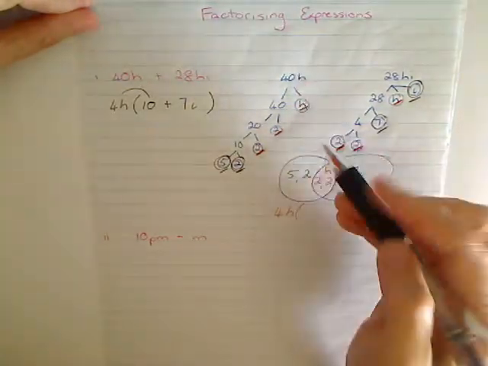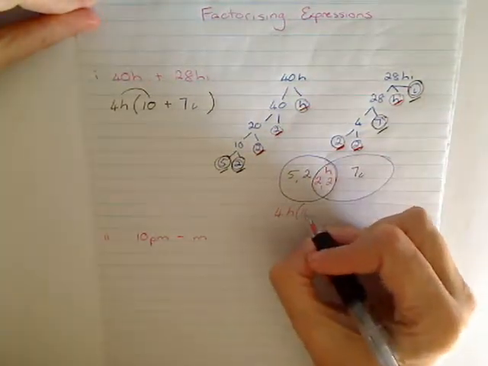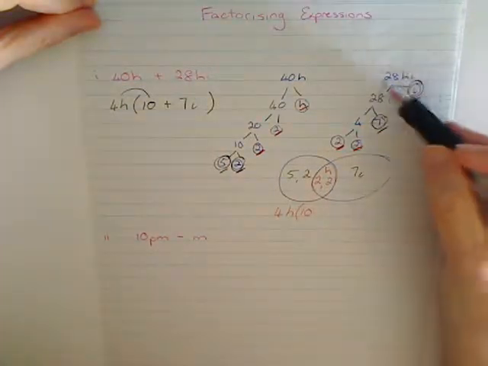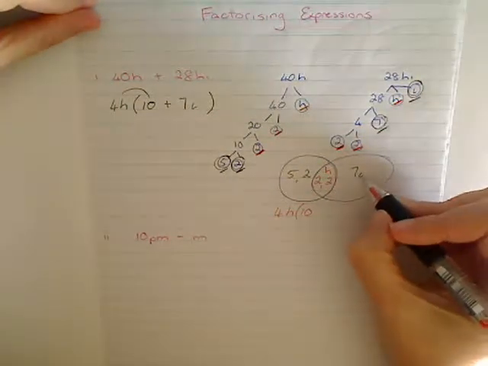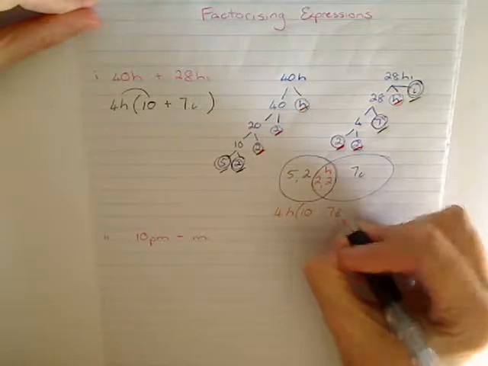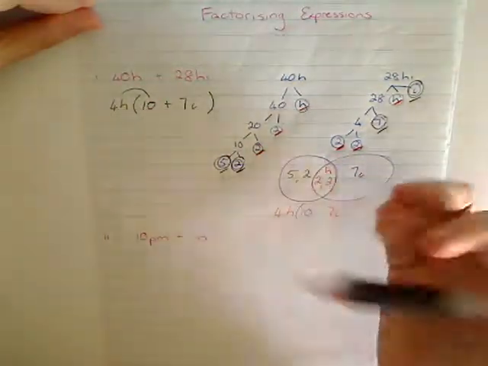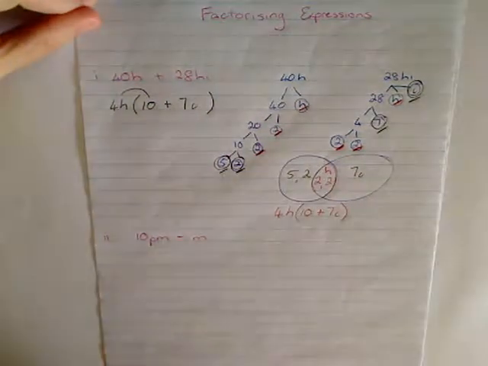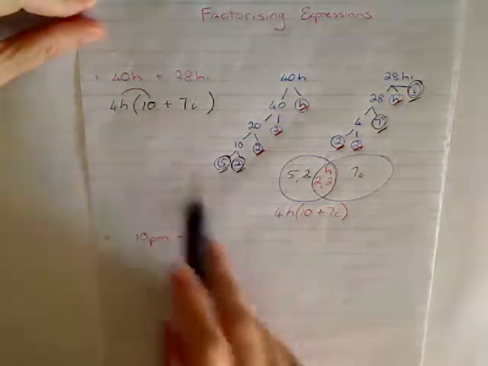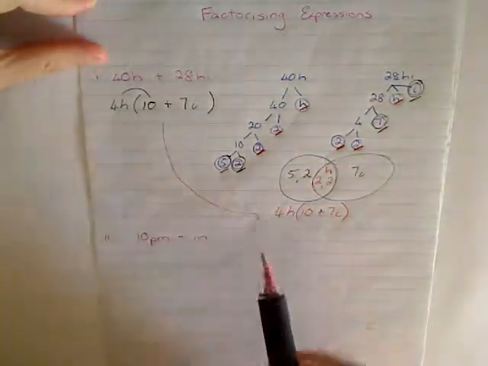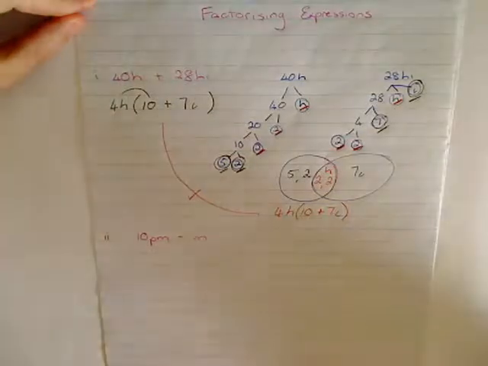For the 40h term, we would have 5 by 2 is 10. For the 28hi term, what's left inside the brackets is 7i. It was originally addition, it's still addition. And so that you can see we've achieved the same answer. We're checking, we know we're okay.